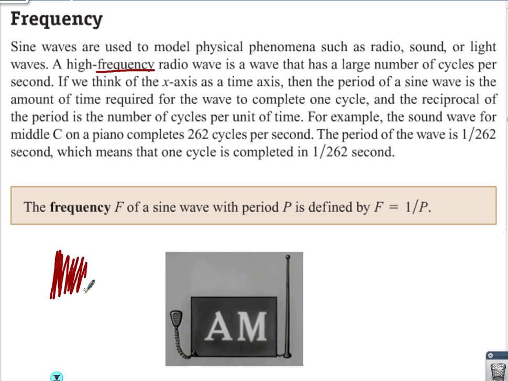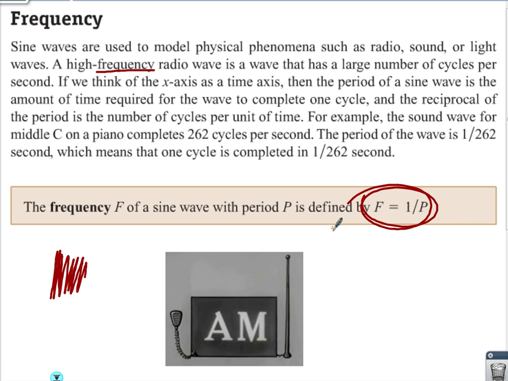A high-frequency radio wave is a wave that has a huge number of cycles per second. If we think of the x-axis as a time axis, then the period of a sine wave is the amount of time required for a wave to complete one cycle. And the reciprocal of the period is the number of cycles per unit of time. So there's your actual frequency formula. Frequency is 1 divided by the period.